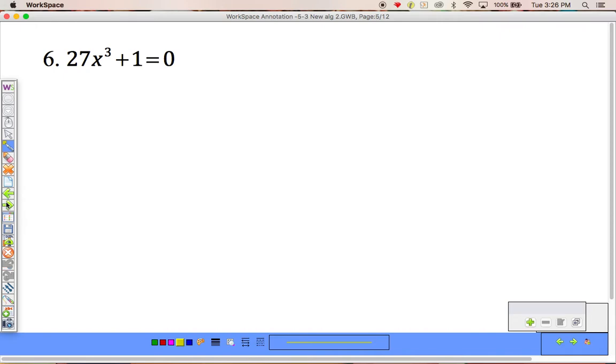All right, so we'll do this one. 27x to the third plus 1. This is another cube. This time it's a sum of cubes. A plus b, a squared minus ab plus b squared.